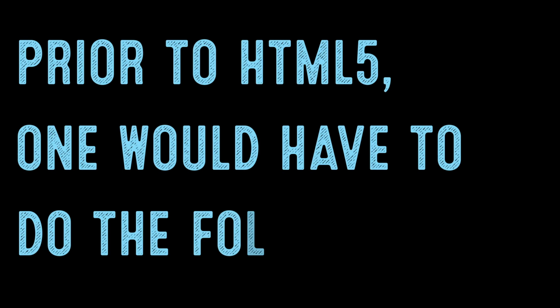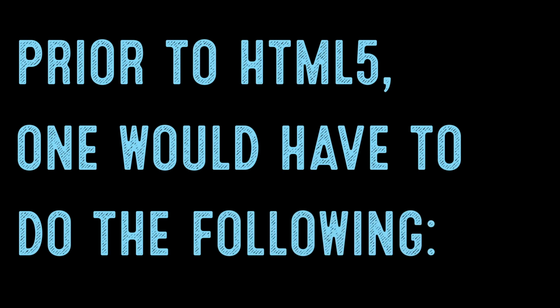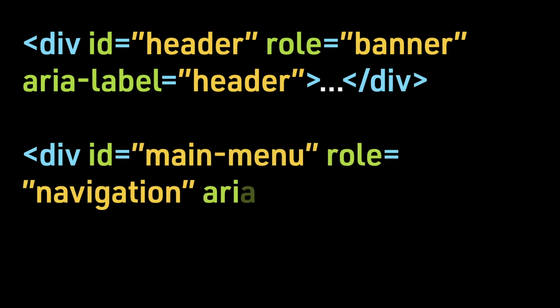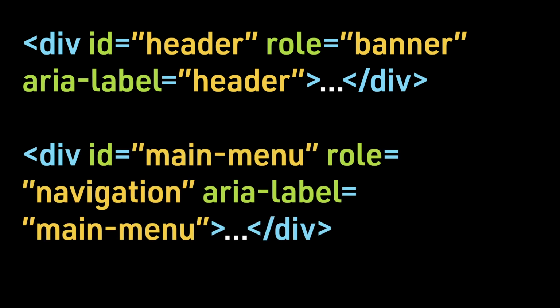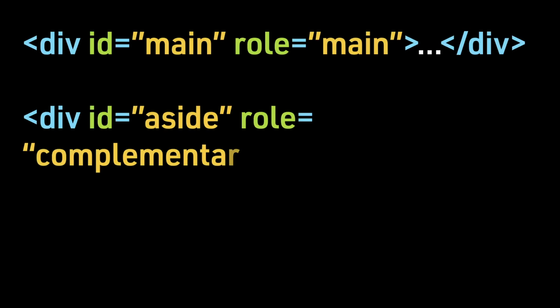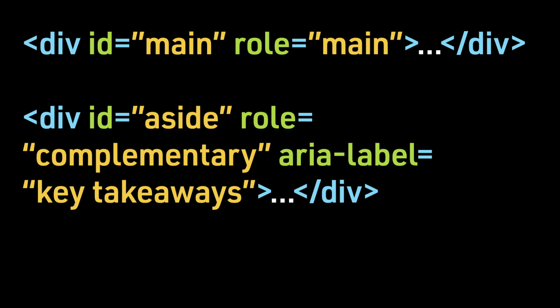Prior to HTML5, one would have to do the following. Div, ID equals header, role equals banner, aria-label equals header, end div. Div, main menu, role navigation, aria-label main menu, end div. Div, ID main, role main, end div. Div, ID aside, role complementary, aria-label key takeaways, end div.